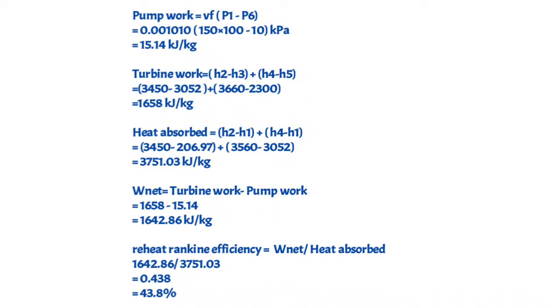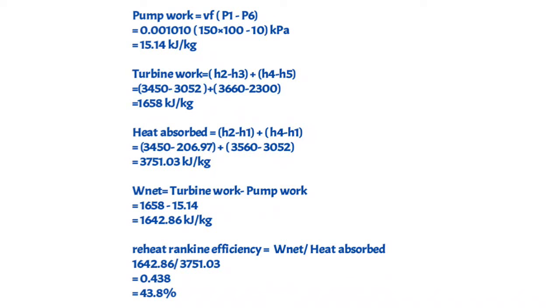Now we will calculate what is the heat absorbed. So in this reheat Rankine cycle, heat is getting absorbed in boiler as well as when the steam is getting reheated. So we will put the value 3450 minus 206.97 plus 3560 minus 3052, which is equal to 3751.03 kilojoule per kilogram.